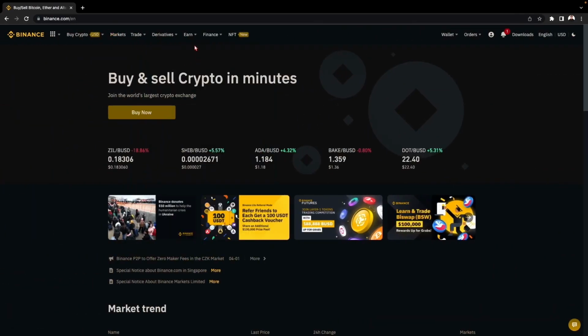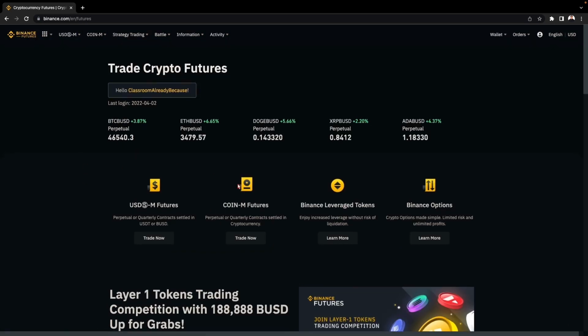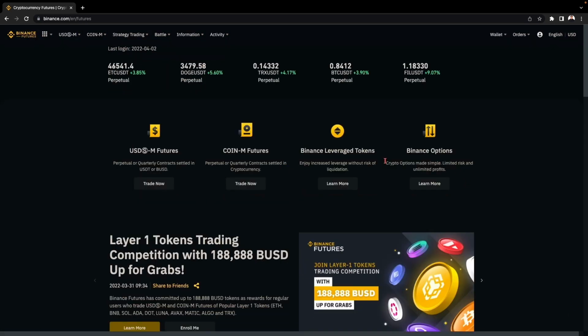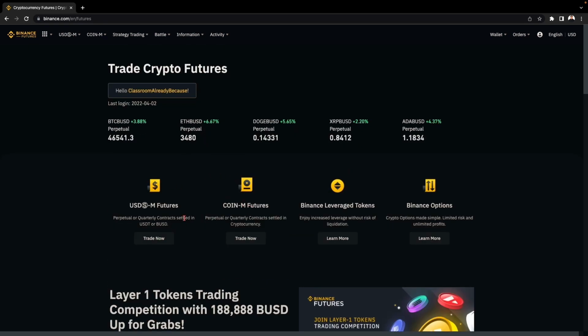So here it gives us the overview of Binance Futures. If you go to it, this is where you log in. If you have not created your account, this is where you read more about the options that are available and each of the tabs that you want to find out about Binance Futures.